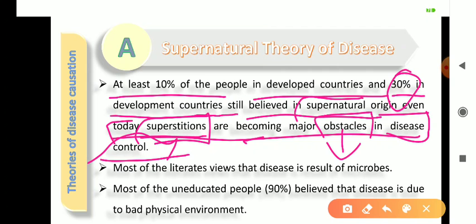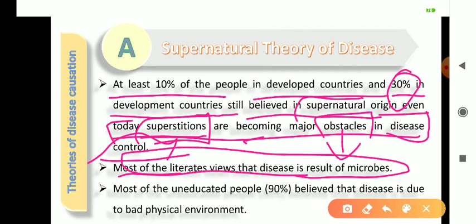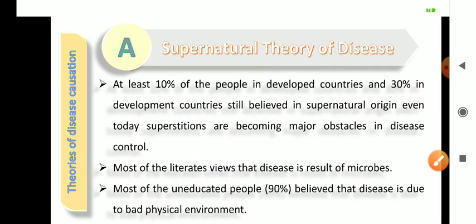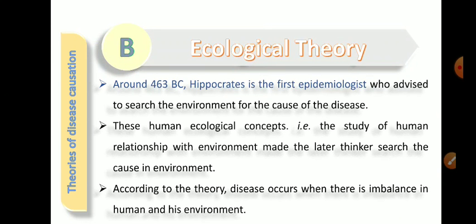Okay, most of the literates view that disease is the result of microbes. Some of the literates, those who are educated, believe that the disease is because of microbes or microorganisms. Disease is being caused by microorganisms. Most uneducated people, 90%, believe that the disease is due to the bad physical environment. They believe that because of our bad physical environment, the disease is taking place. Then the next theory is the ecological theory.